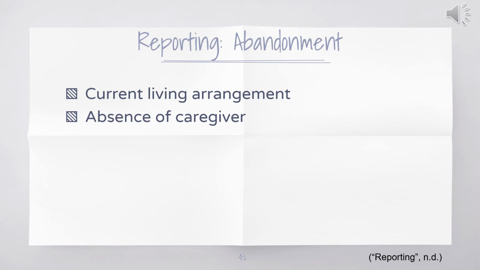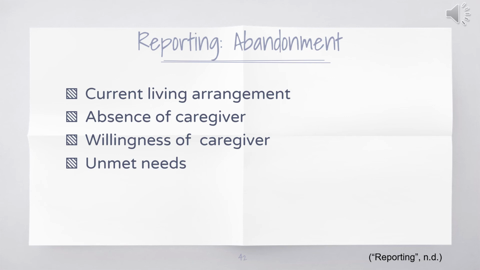Is the current caregiver willing to care for the child? Is their willingness time limited? Are there currently any unmet needs for the child, such as food, clothing, medical, school, etc.? How are these directly impacting the child? Are there concerns with the parent or caregiver's ability to meet the child's needs?